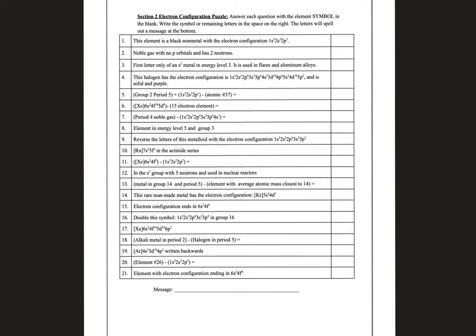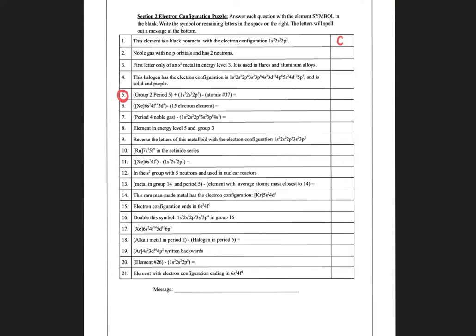The element is a black non-metal. So we know it's a non-metal. Cool, it's a color black. But it has the electron configuration 1s2, 2s2, 2p2. The only element with that electron configuration is carbon, and it is a non-metal, so that is what we need. Okay, so you're going to go through and kind of fill out the letters, and it will ultimately spell out a code.